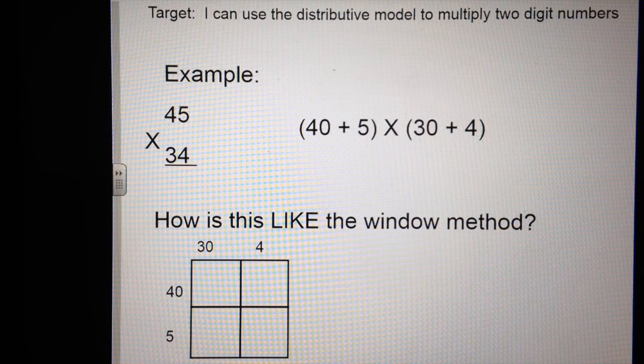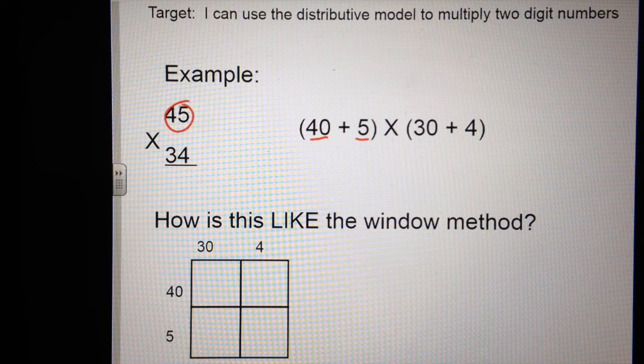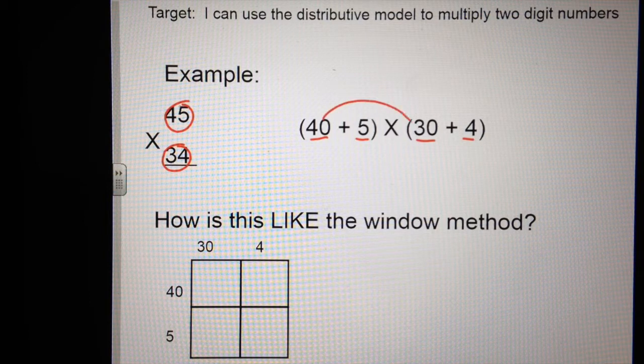We know that we can break down 45 into 40 and 5, which is the same thing as 45. We can also break down 34 into 30 and 4. What we're going to do is multiply 40 times 30 and 40 times 4.